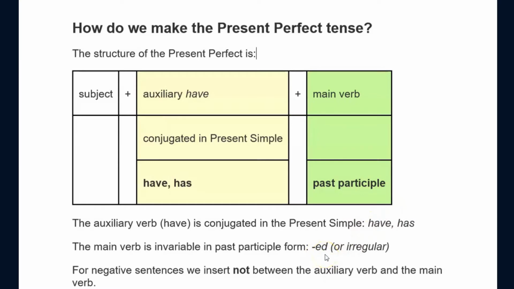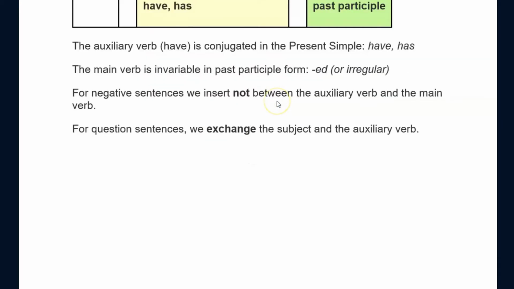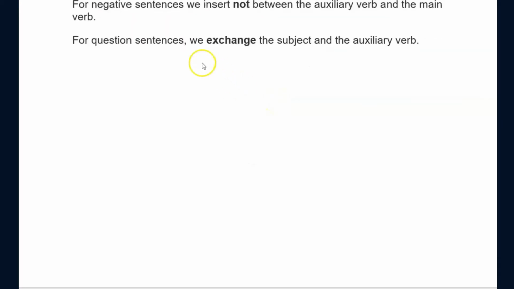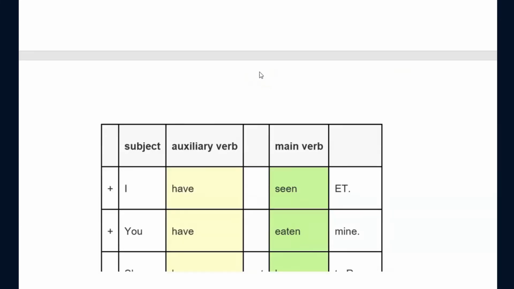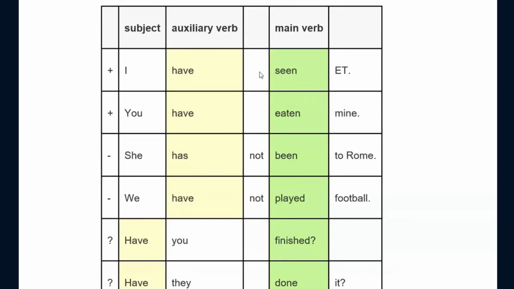That's usually how we create it, but of course we have exceptions and we have words that are irregular. So we actually might not just add an ed. And if you're not sure what those verbs are, then you'll have to brush up on that. If we make it a negative form, we simply put the not. It always goes between the auxiliary verb and the main verb. When we create a question, we simply exchange the subject and the auxiliary verb. That means we just switch them around. They switch places. We'll see some examples of that here.